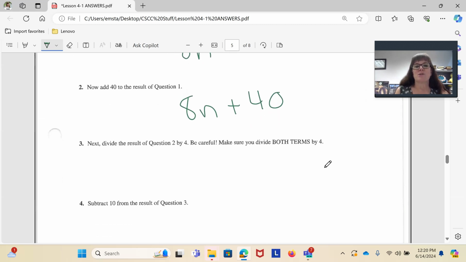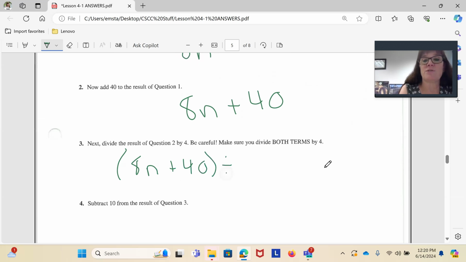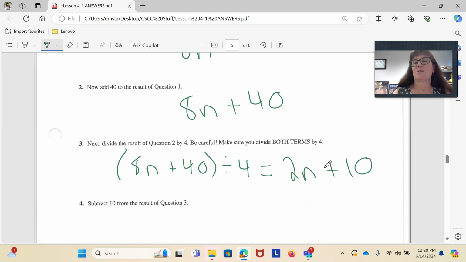Next, divide the result by 4. Oh, that's a little bit tricky. So I probably want to put parentheses in it or write it as a fraction. Either will work. And the reason he's saying to be careful is because when you're dividing by 4, you have to divide both terms by 4. 8n divided by 4. 8 divided by 4 is 2, and then the n stays. 40 divided by 4 is 10. So when I simplify that division problem, I'm left with 2n plus 10.